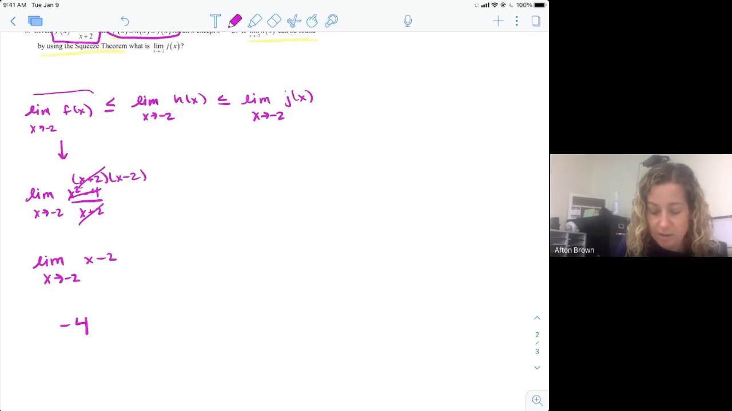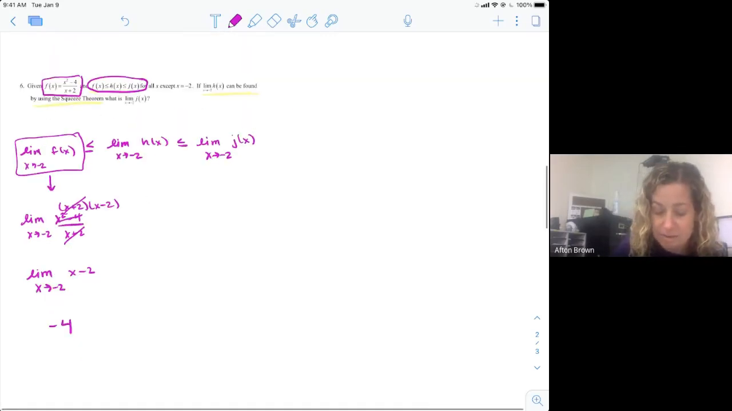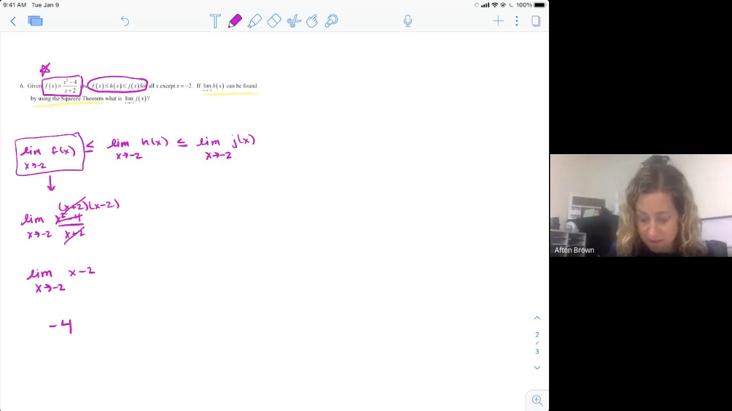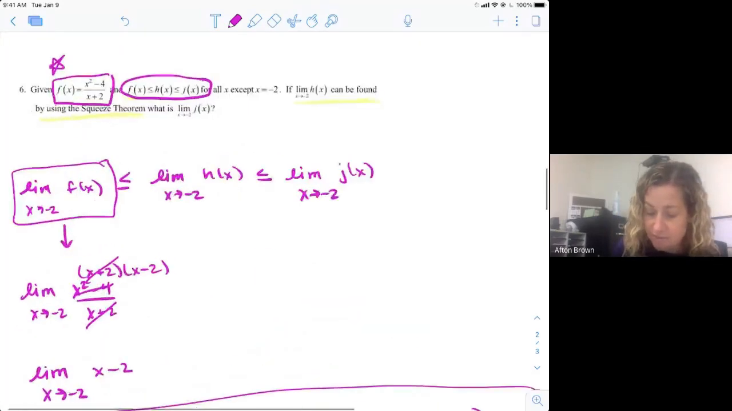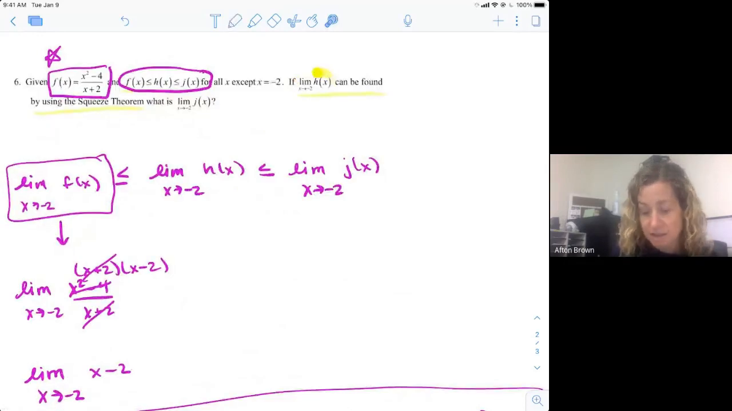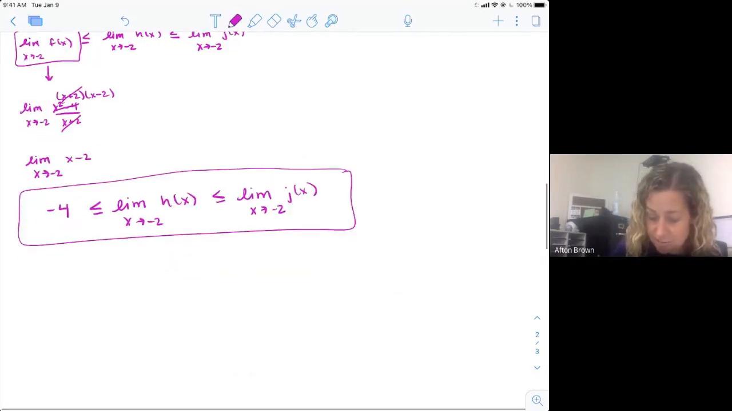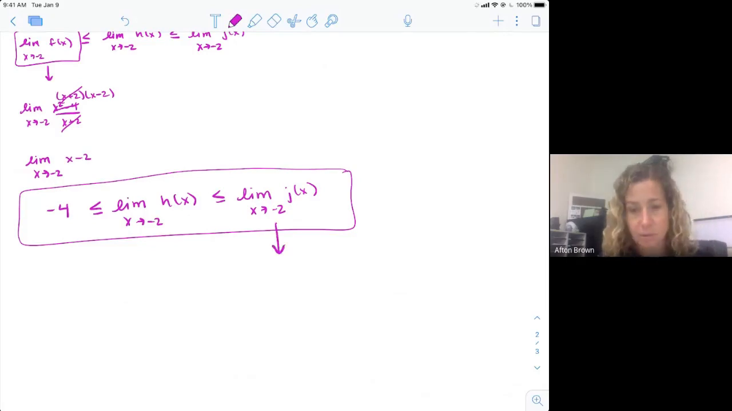So we were able to evaluate this one. That's the only one we can evaluate because that's the only function we have. We can't evaluate anything else. But that means that the limit as x goes to -2 must be sandwiched in between because h was in between these two functions. So this is as far as we can really get with this question. We know that this statement must be true. And what the question is saying is, if it's possible, so if we can find the limit as x goes to -2 of h of x using the squeeze theorem, then what does the limit of the bigger function have to be? What does this limit have to equal so that we could figure out what the middle one is?